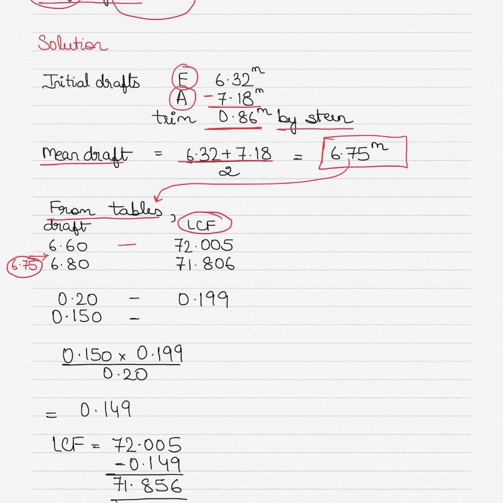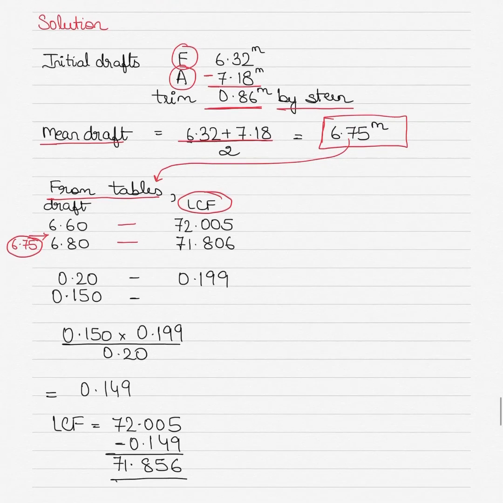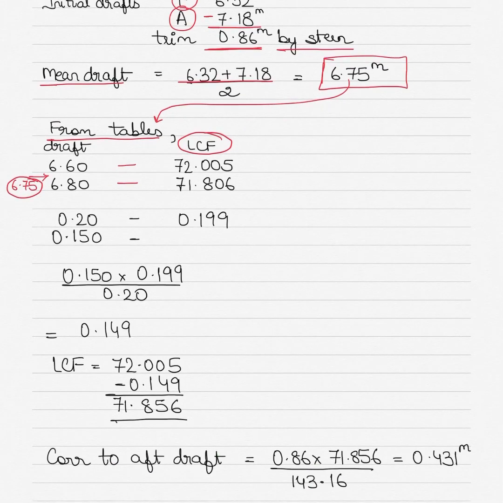So from the hydrostatic tables, note down the LCF values for the drafts and then do an interpolation. So how will you do the interpolation? Well, for a difference of draft of 0.2 meters, that is 6.8 minus 6.6, the difference in the LCF values is 0.199. How did I get 0.199? 72.005 minus 71.806. So for a difference in the draft of 0.2 meters, the difference in LCF is 0.199.